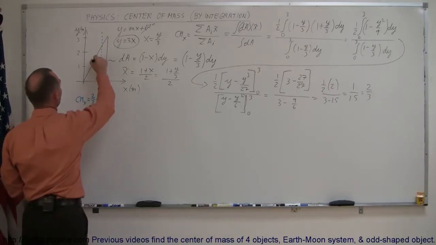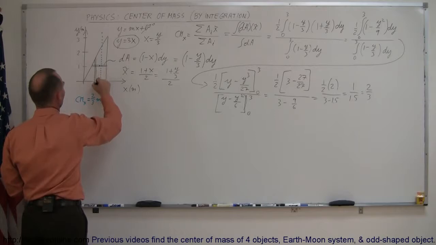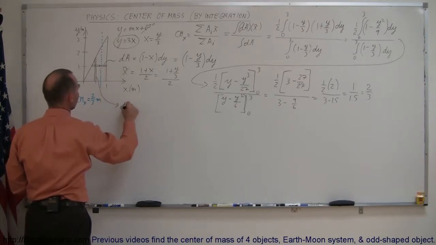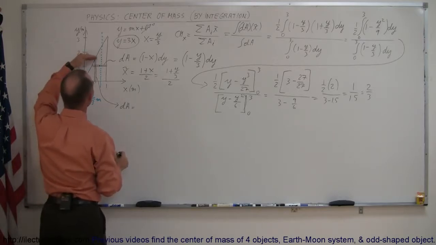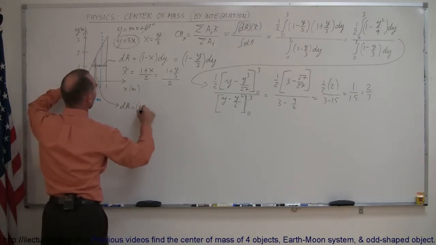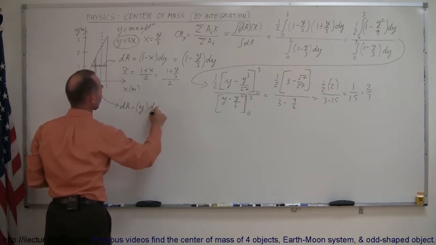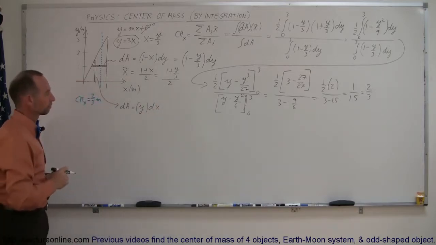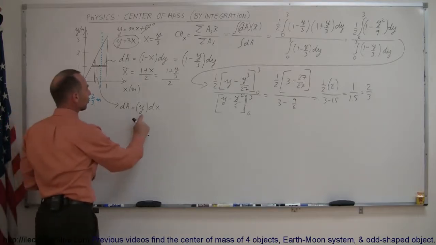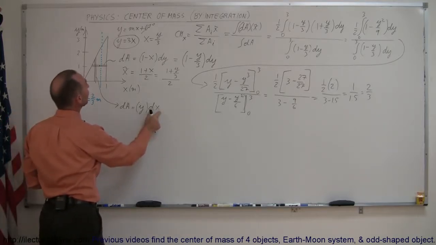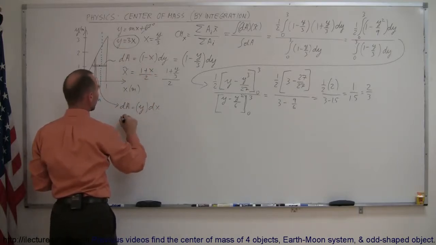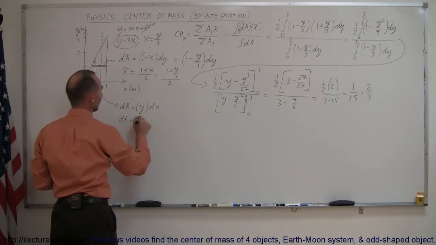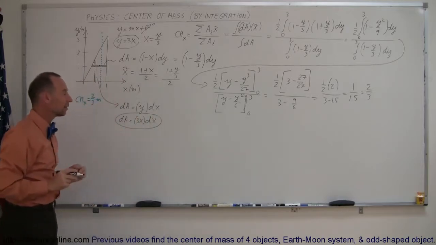So for the y direction, I need a little slice like this. There's my little dA. And my dA in this case is going to be equal to the height, which is y minus 0, which is simply y, multiplied times my width, which is dx. So I need to now express y in terms of x, because otherwise I can't integrate. And my relationship here is that y is 3x, so instead of y I can write in 3x. So my dA is equal to 3x times dx.